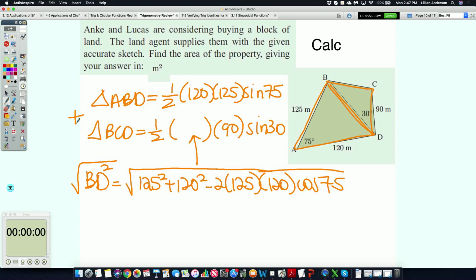3 sig fig, right? 3 significant figures, yes. Did anybody get an answer? I did. What did you get? 10,600.